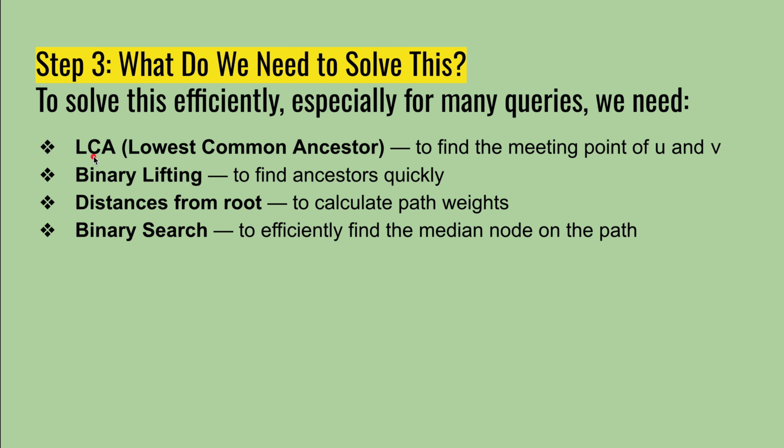Why will we use the LCA? Because we have to find a meeting point between two cities, or you can say U and V nodes. Then we have binary lifting, meaning we have to find the ancestors quickly, right? If there is some ancestor, we have to find that. To find the ancestor very quickly, we use binary lifting.